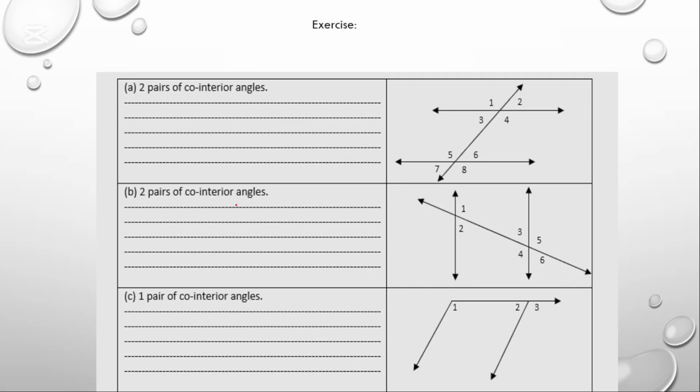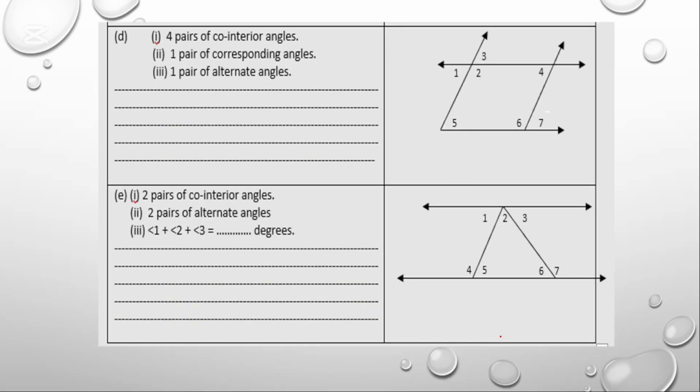Two pairs of co-interior angles. Okay, two pairs. Can you see them? Yes, 1 and 3 and 2 and 4. Write down one pair of co-interior angles. Two lines in between the two lines, and they are 1 and 2.